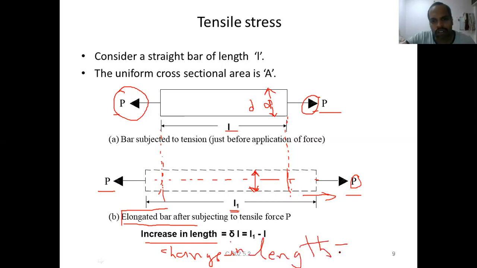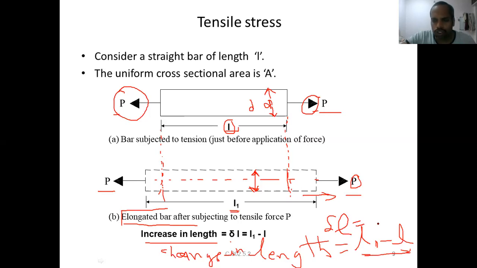Change in length is equal to how much? Final length minus initial length. Final length means after application of load, which is L1, and L is the initial length before application of the load. Just before application of the load the length is L, and after application of the load the length is L1. Then what is the change in length? Change in length is equal to final length minus initial length, that is L1 minus L. That is nothing but change in length. We denote it with delta L. Okay, delta L.